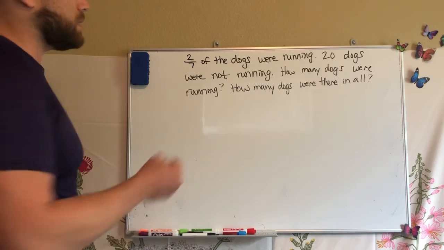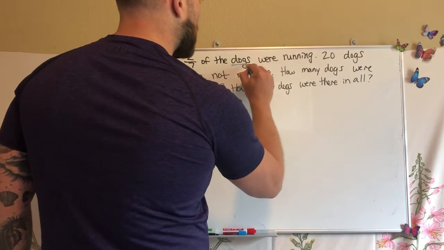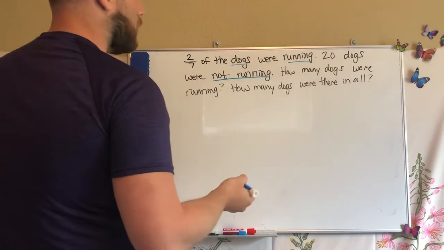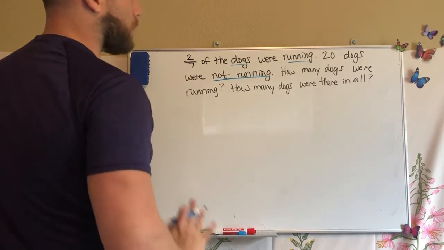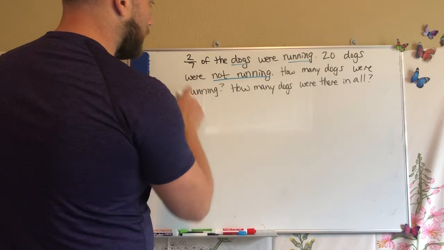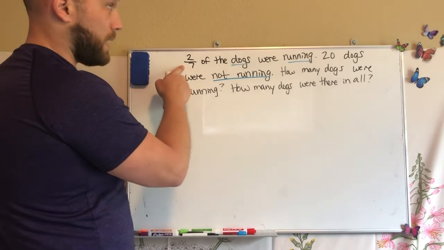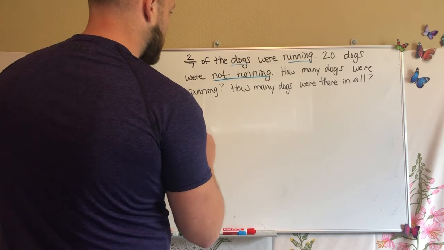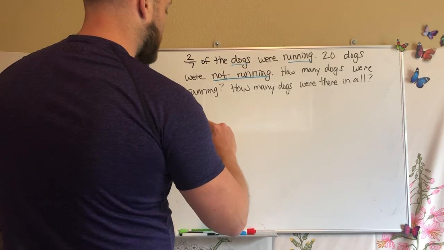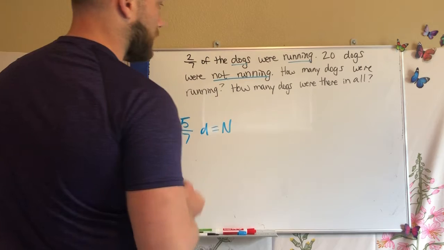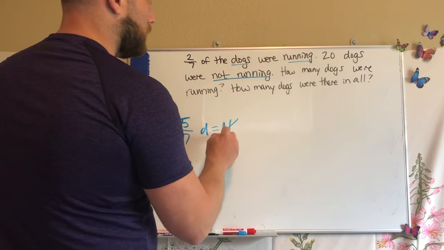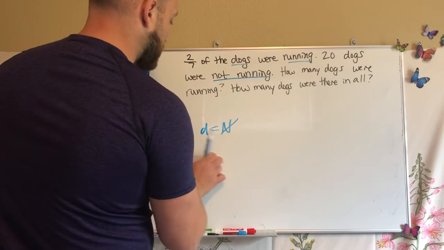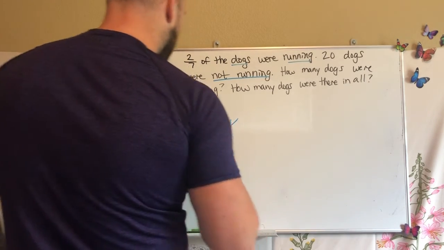What you should have done is, you know you have dogs running and not running. So it gives us how many were not running. So we're going to use that to solve. If I have 2/7 were running, I have 5/7 that were not running. So, 5/7 of the dogs were not running. What does n equal? 20. So now I have 5/7, I'm going to put the 20 here.